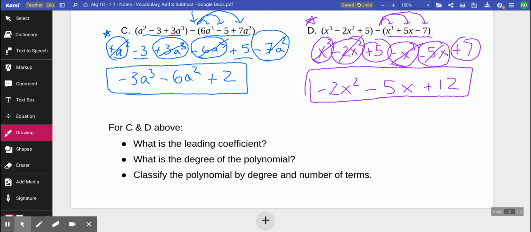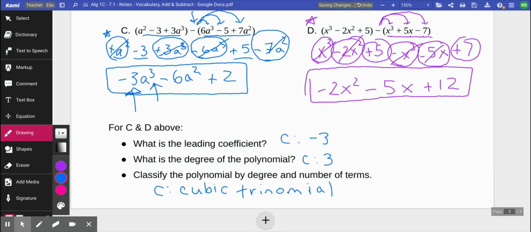Okay, for these ones above, it asks us what is the leading coefficient. So let's do C. I'm going to switch back to blue. For C, what is our leading coefficient? So our leading coefficient is the number in front. Because we put these in standard form, I can just look at that front number. So our leading coefficient is negative 3. The degree of this polynomial is 3. And then we're going to classify it. So it's a cubic because its degree is 3. So cubic. And it has 3 terms also, 1, 2, 3, trinomial. So that is our classification for that one.